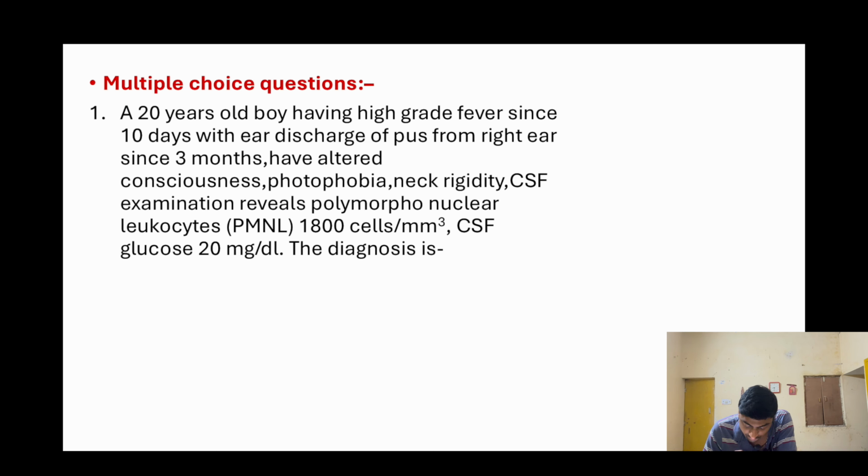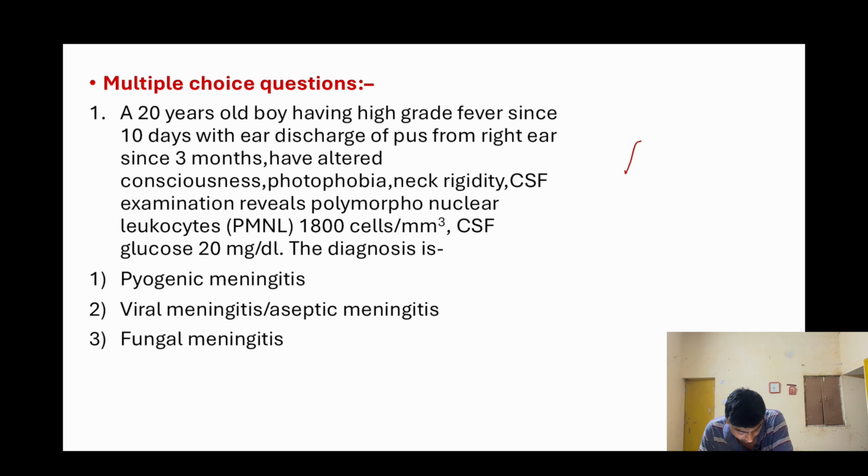since 10 days, with discharge of pus from the right ear since 3 months, has altered consciousness, photophobia, and neck rigidity. CSF examination reveals polymorphonuclear leukocytes at 1800 cells per mm cube, and the CSF glucose is 20 milligram per deciliter. We have to find the diagnosis. The options are: pyogenic meningitis, viral or aseptic meningitis, fungal meningitis, or TBM, which is tubercular meningitis.